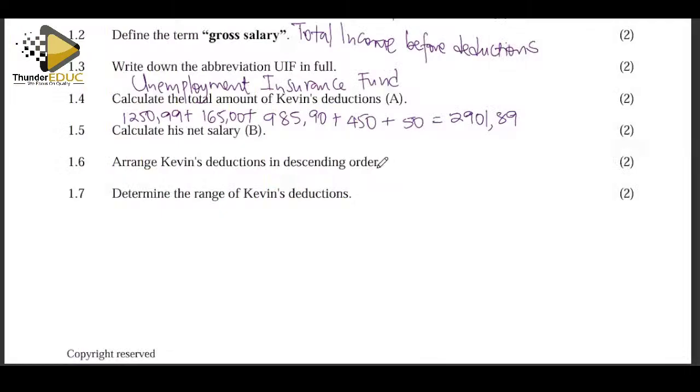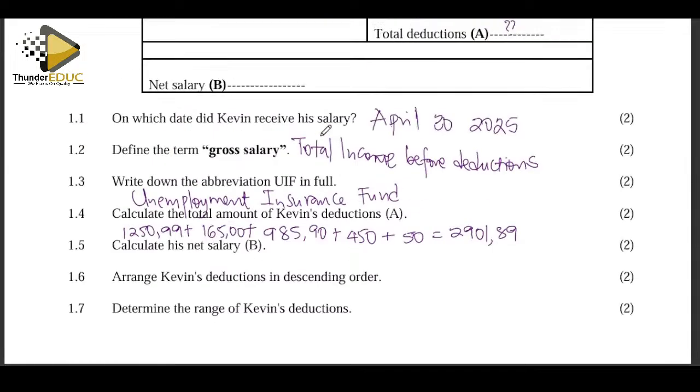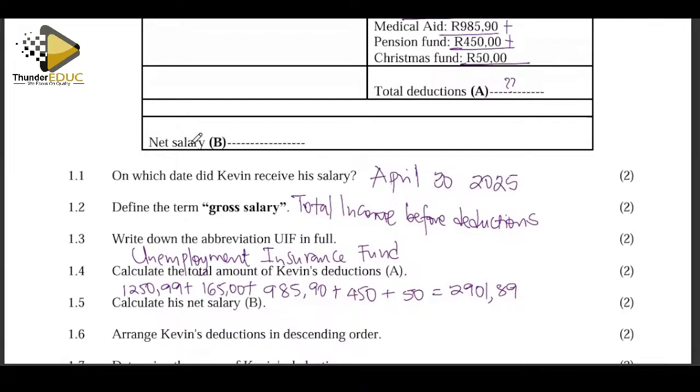So having got the value of A, we look at the value of B. And the value of B, they're asking us to get the net salary. So how do we get the net salary? Net salary will always equal to our gross minus the deductions. That will always be our net salary.